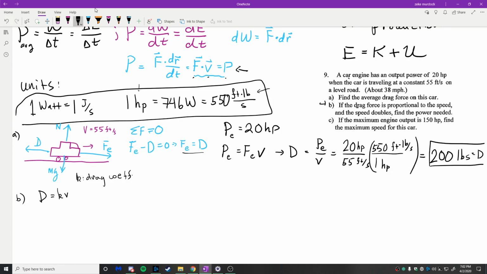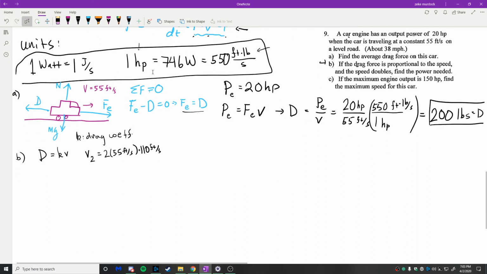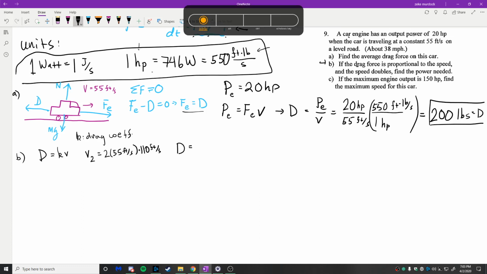It's saying the speed doubles, so we're basically saying the velocity, we'll call it V2, is now 2 times the velocity in the first part, so 2 times 55. So 110 feet per second now. And we want to figure out the power needed. Now, there's 2 different ways that we can do this. The way that I think is the most simple is to make some kind of a ratio.